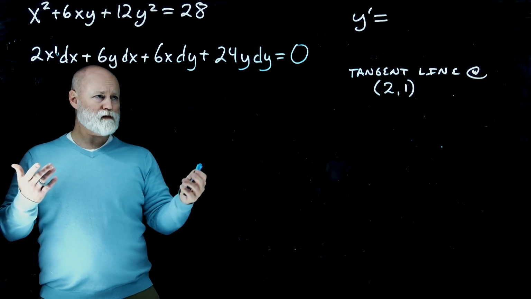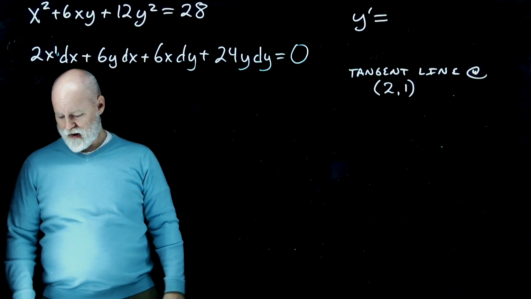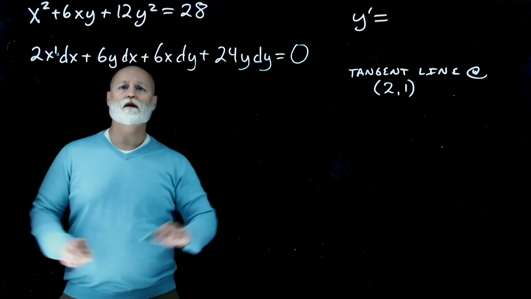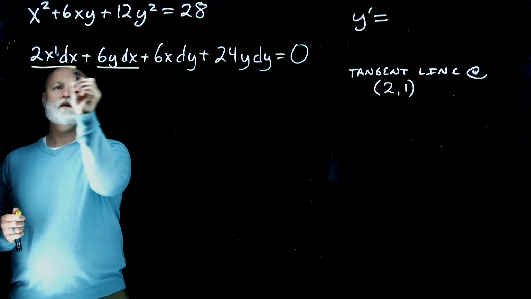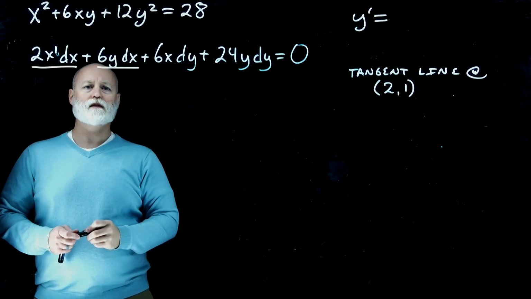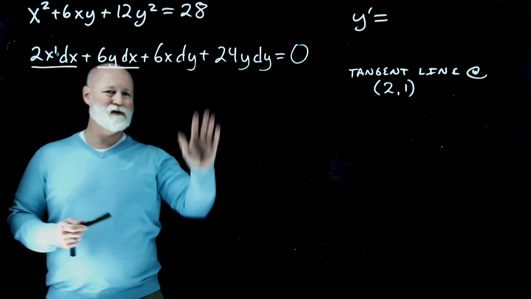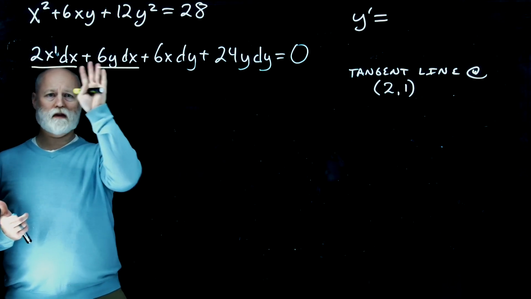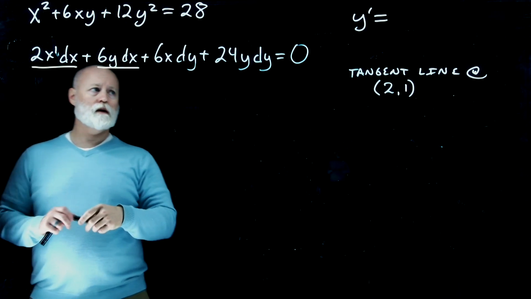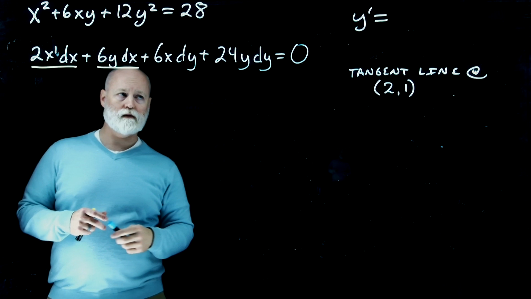Now, this looks like a big mess, but it's actually pretty straightforward from here because we have a couple of pieces that we can point out that'll make this process easier. Namely, here and here we have dx's, and the other two pieces we have dy's. If you're doing this implicit differentiation correctly, you're always going to have that situation where everything has either a dx or a dy. So what I'm going to do is move all the dy's on one side and all the dx's on the other side.